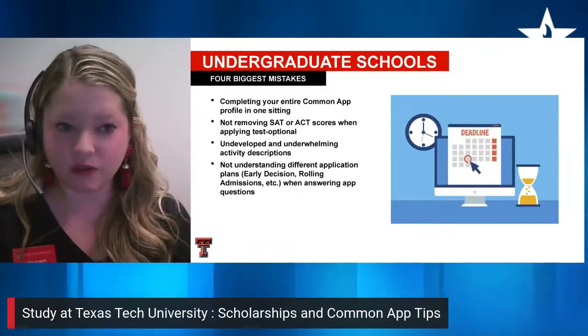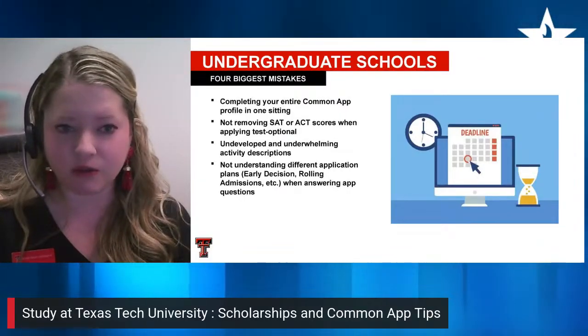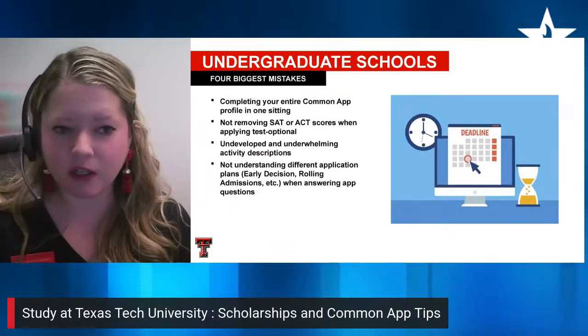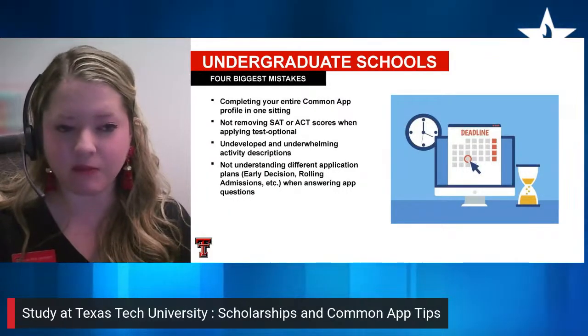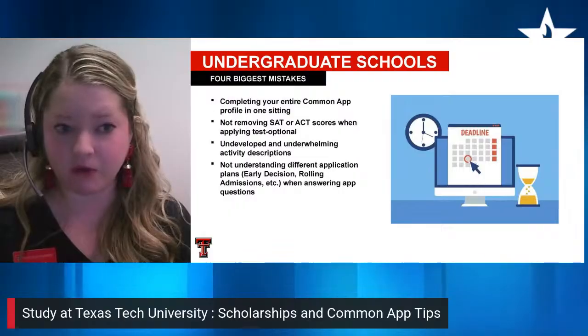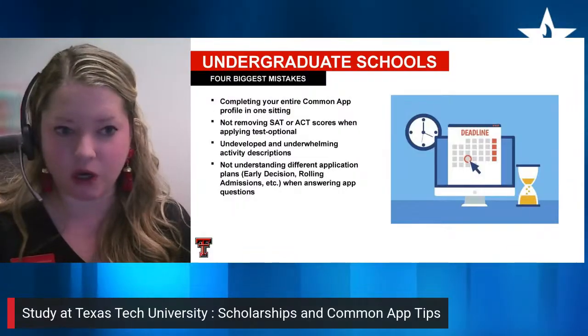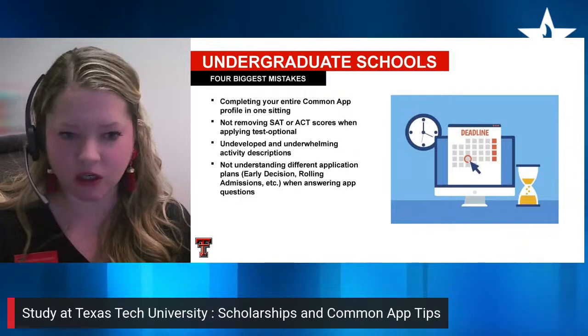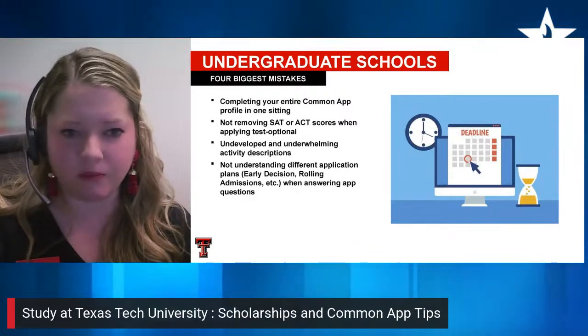So if you do take the SAT or ACT and report those scores, we have those scores, it's not required that you submit them. So sometimes based on your score, it may be preferred to not submit those scores. If you go test optional, just make sure that those scores aren't reported.